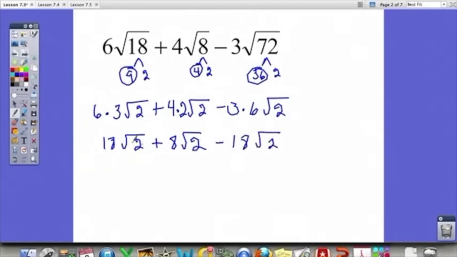Now see how I was able to get them all in terms of root 2? Because I could do that, I can actually go through and add now. So 18 minus 18 cancels out, plus 8, so 8 root 2. Okay, let's do one more.